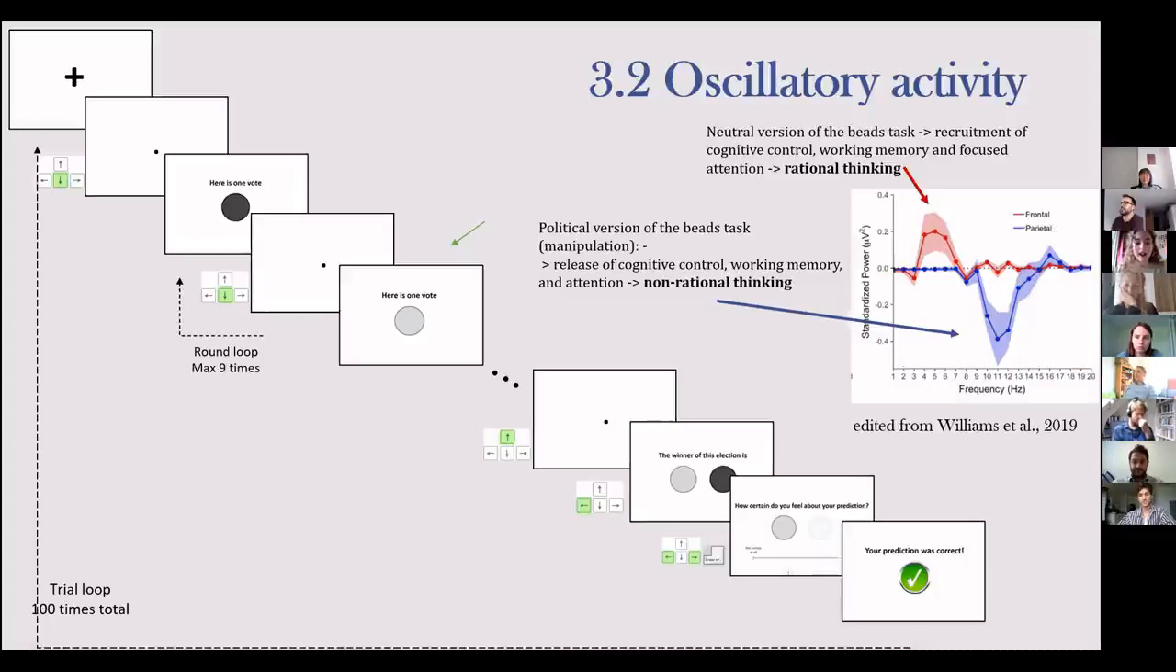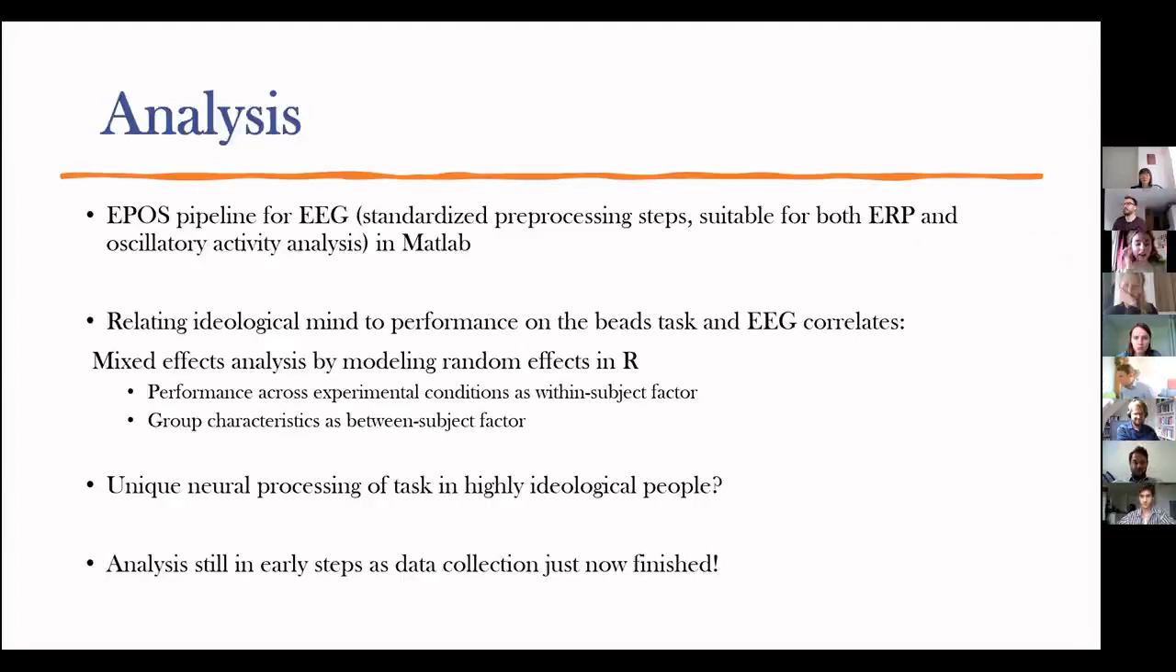This will result in release of cognitive control and working memory as people start to think more intuitively. And this is then reflected in a decrease of parietal alpha power, so decrease of power in alpha waves around the center of the brain. However, this is exploratory, so I will investigate the effect in both ways. And then as for the analysis of our data, we will use the EPOS pipeline for EEG in order to support a more standardized, reproducible method for analyzing EEG. And this will be done, or actually we're already doing it in MATLAB.